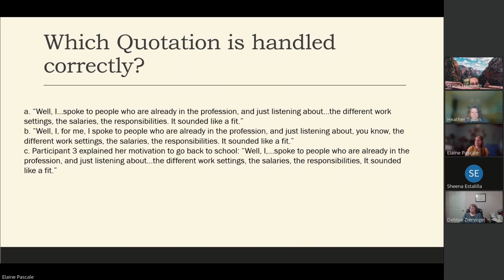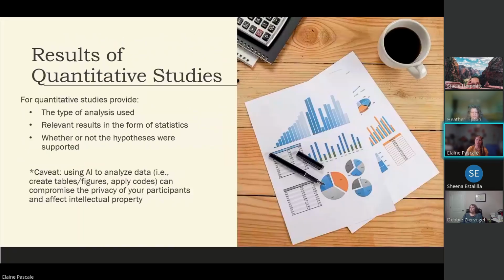Good. I'm seeing some C's. Excellent. The first one: "I spoke to people who are already in the profession and just listening about the different work." The verbatim makes sense, but who said it? There's no citation. It's just kind of plunked in there. The second one: "I spoke to people already in profession and just listening about the different work setting." Again, there's extra words we don't need. The third one has that signal phrase that has the citation, and they're using the ellipsis correctly to show that they did remove some words to make it easier for the reader.